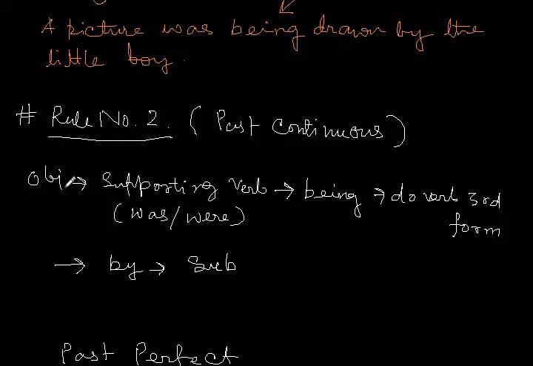That is object, a picture, object. Then supporting verb, here is the supporting verb. Then being, I've added being. Then the verb, third form of the doing verb, that is drawn. Then comes by, and then subject, the little boy. The little boy is the subject.